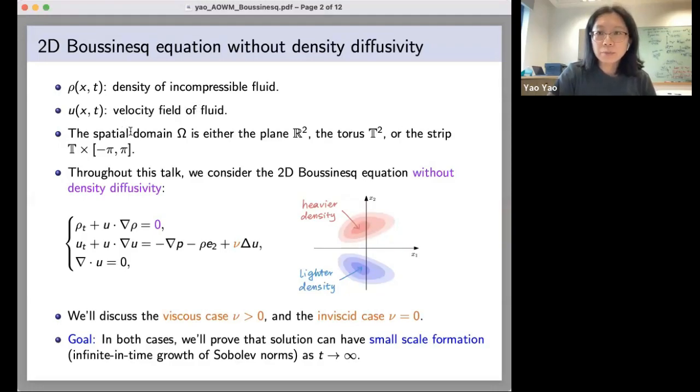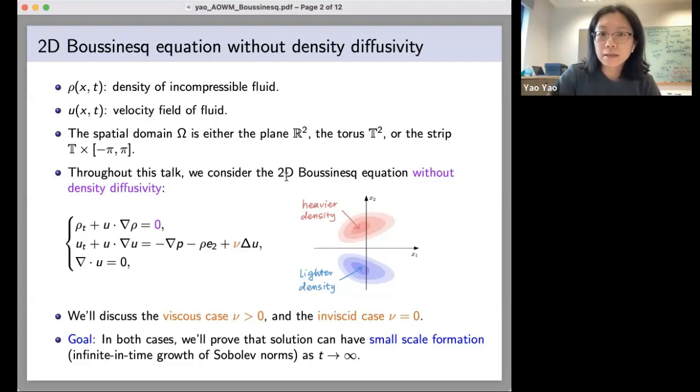For the spatial domain, we are going to assume that it is either the whole plane R squared, or the periodic domain, the torus T squared, or a strip, which is periodic in the horizontal direction and has upper and lower boundaries. In all of our theorems, we are going to work with one of these domains.